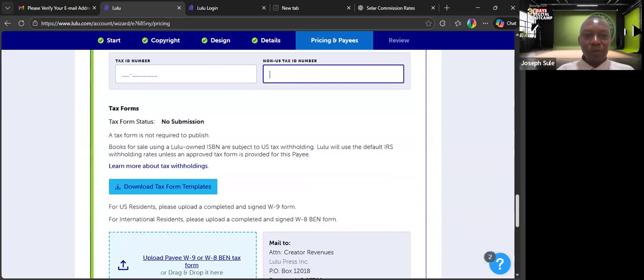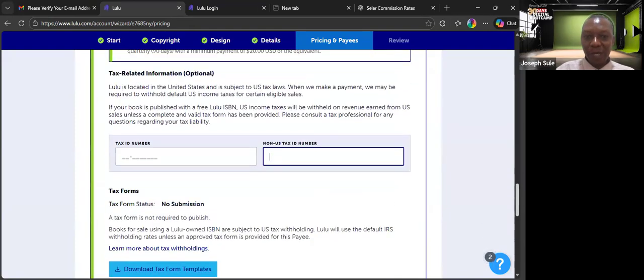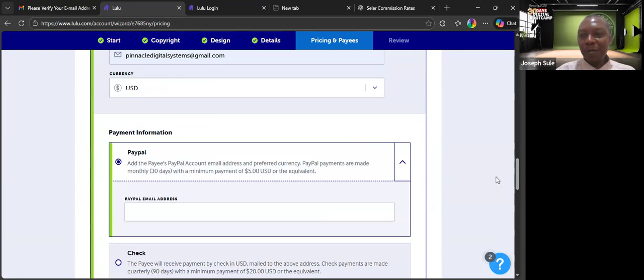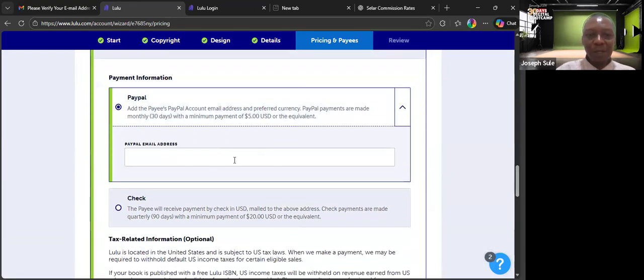And then you go down and download the tax form template, where it is like a form. You download it, and this is for US residents. And the forms even have a name. You input all the information that they ask for, and then you send it back to them. That is if you want to be paid via check. But if you don't want to be paid through the check, you click on PayPal. And then PayPal will ask you to enter the PayPal email address here.